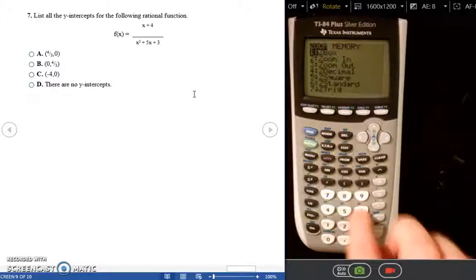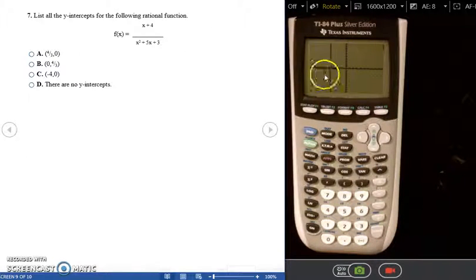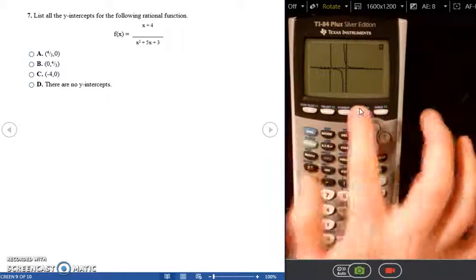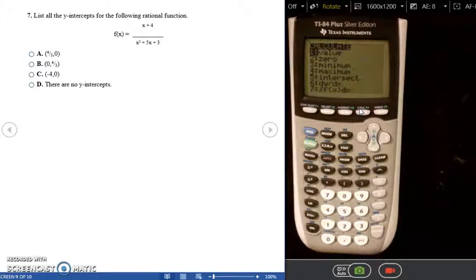And I'm going to use Zoom Standard just so I know I'm getting the screen where the x and y axes start and finish at the -10 and +10. And so here's my graph. And I need to find the y-intercept. So I'm going to go into Calculate again, and I'm going to do second Calc. And this time I'm going to choose Value, which is the first choice. So I can press Enter or 1. Both of them will do enter, and now it's asking me, okay, what x do you want to know?